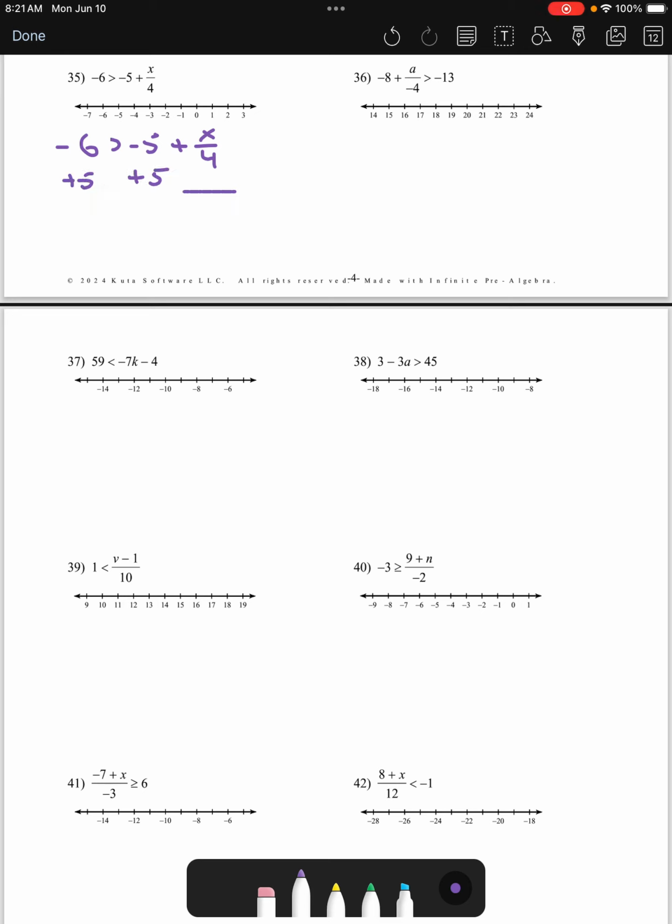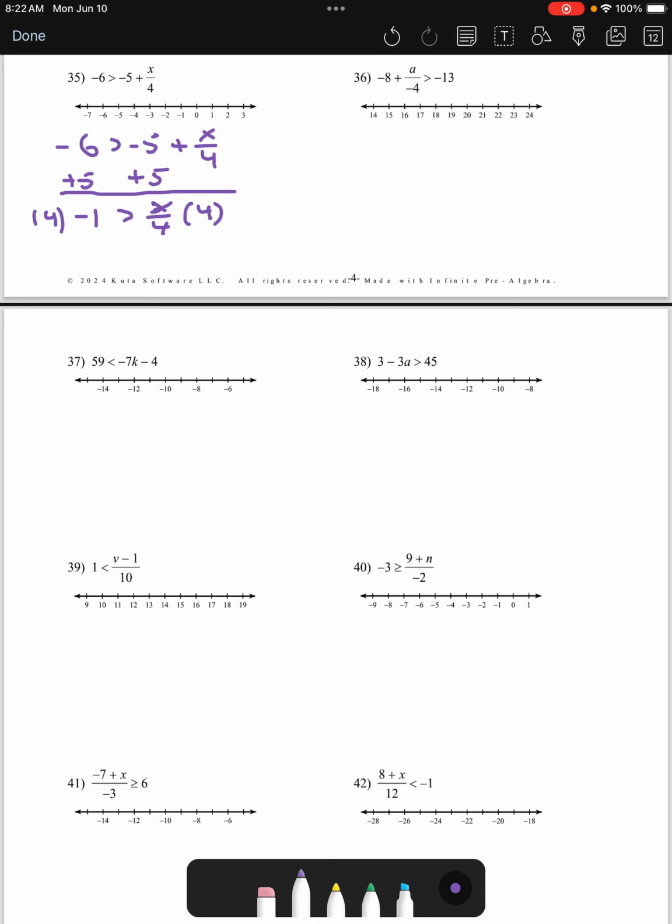Think back to our two-step equations. We have to start by adding 5 to both sides. Adding and subtracting will never affect the inequality symbol. So negative 6 plus 5 is negative 1, is greater than x over 4.